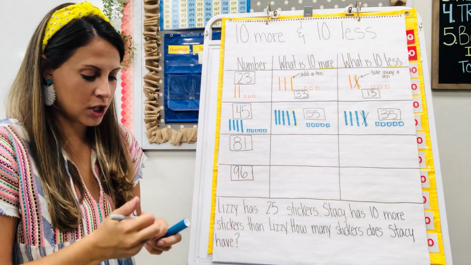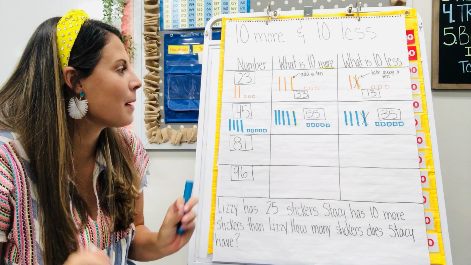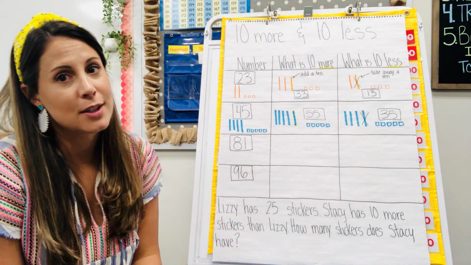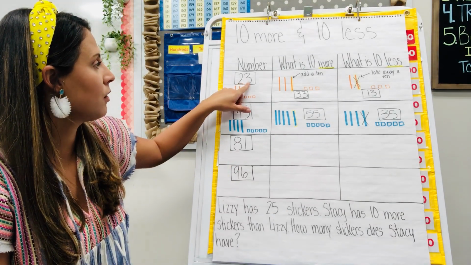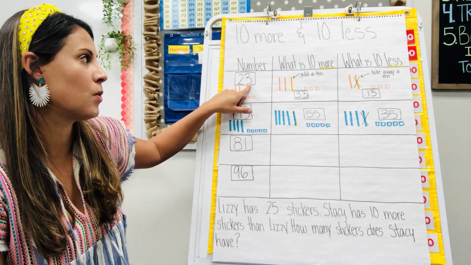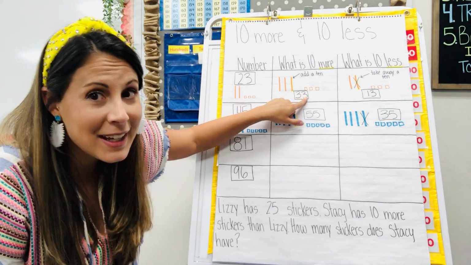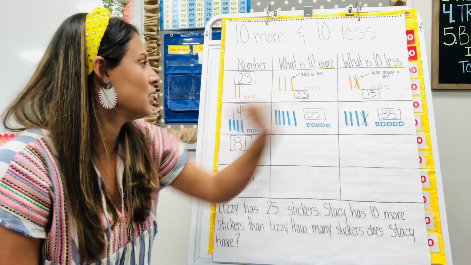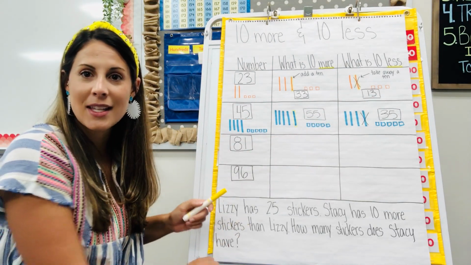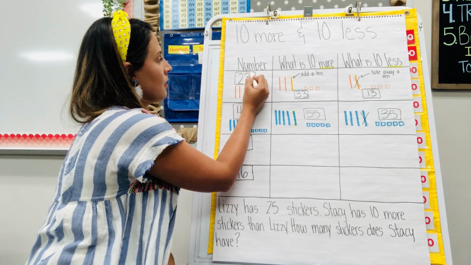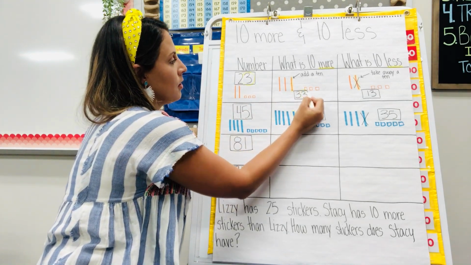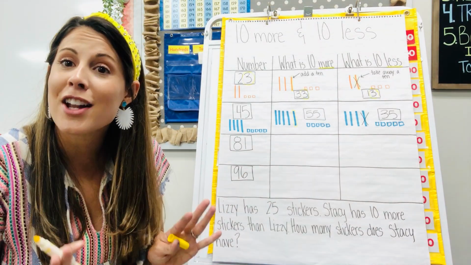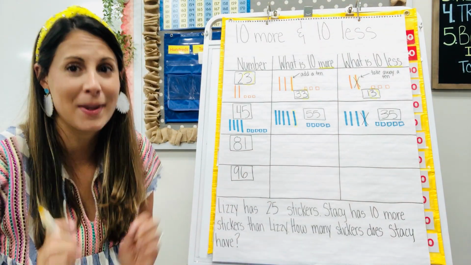Now I want to ask you a question. Do you notice anything about my ones place value in the two that we've done so far? 23 and 10 more than 23 is 33 and 10 less is 13. Do you notice anything about the ones place? 3, 3, 3. The ones place did not change, only the tens place.